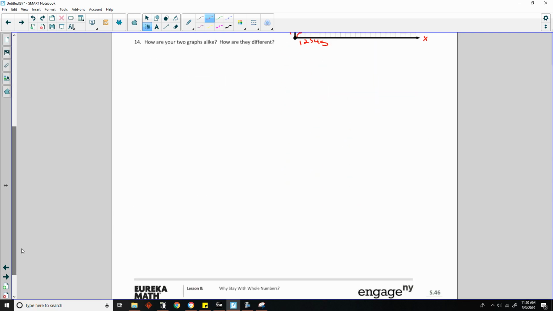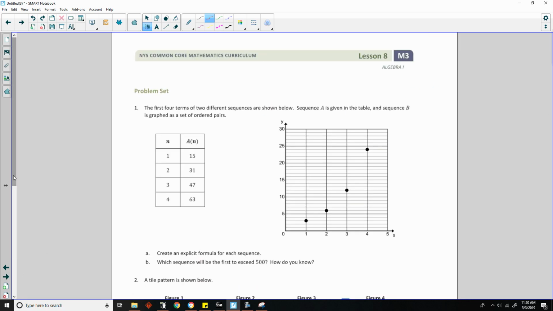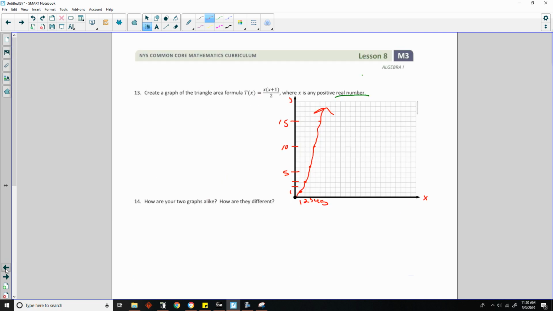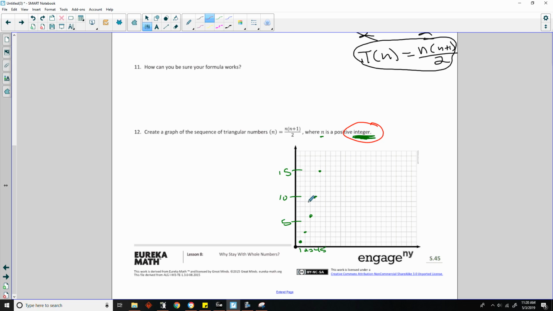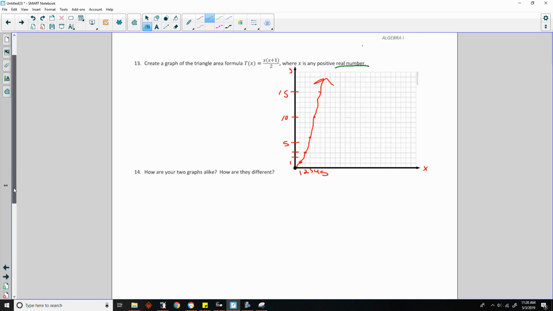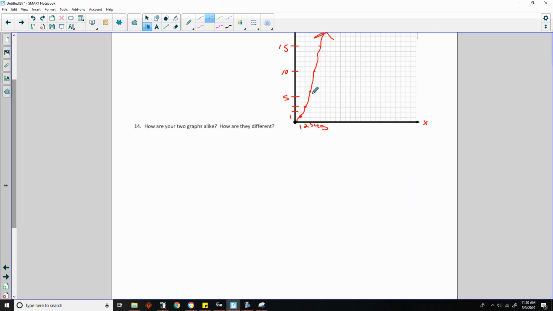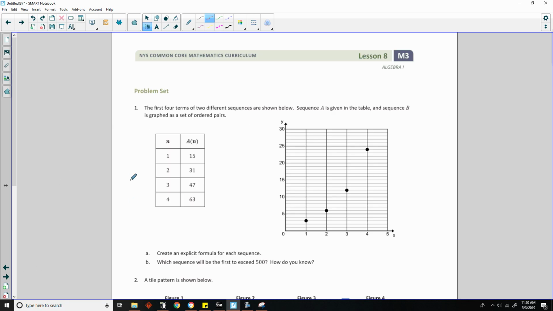Okay? 14. How are the two graphs alike? And how are they different? Well, I just explained how they're alike, or how they're different. Okay? They have values in between on this one, but not on the other one. So there's this graph, and then this graph. But the integers are the same in each graph. It's just that this graph has values in between. Okay, that is the end of lesson 8. Go do your problem set.